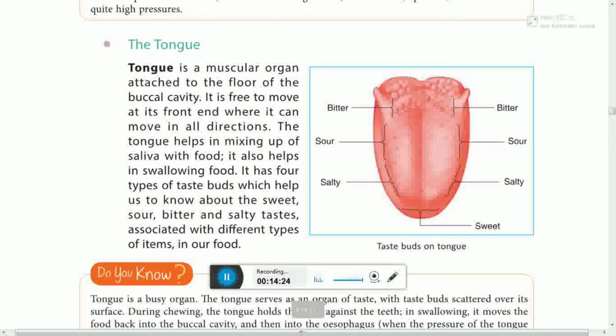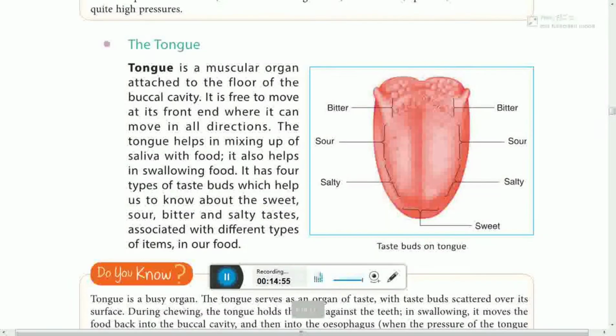Next is the tongue. Tongue is a muscular organ attached to the floor of the buccal cavity. It is free to move at its front end where it can move in all directions. The tongue helps in mixing up of saliva with food. It also helps in swallowing food.